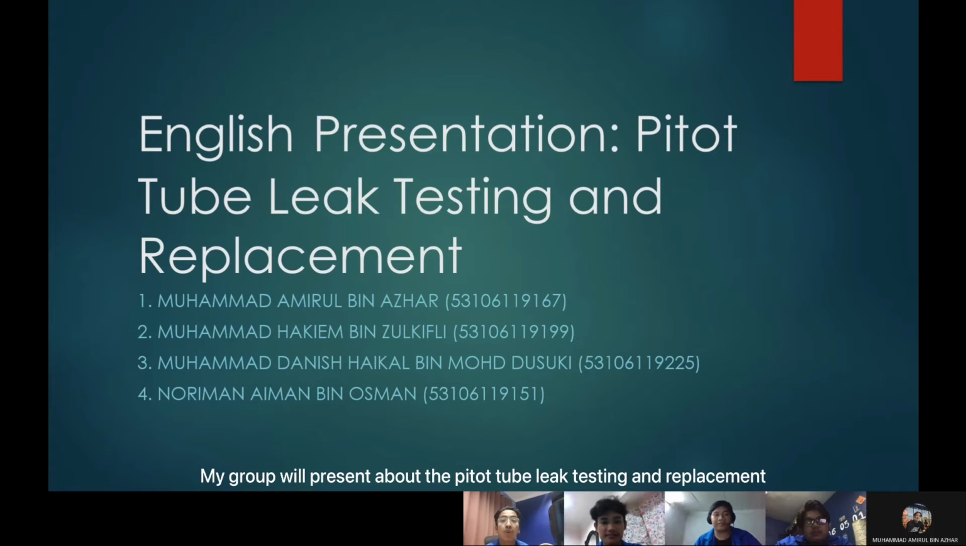So my group will present about the Pitot tube leak testing and replacement.